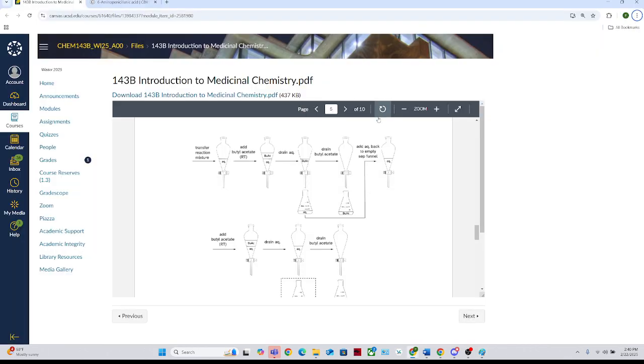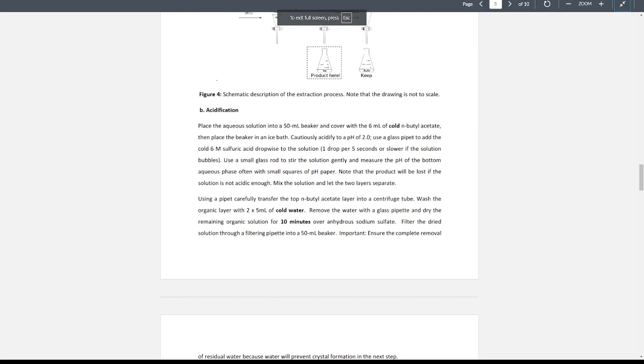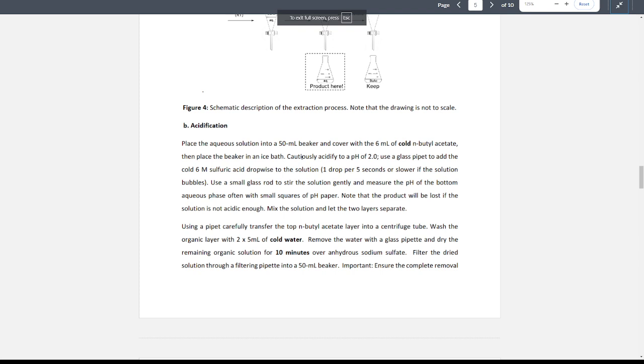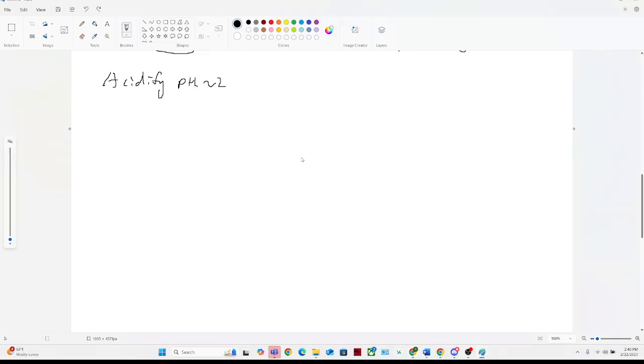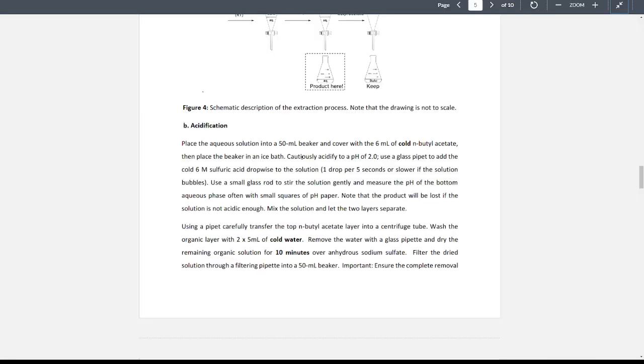What's more important here is that you have to recognize what type of acid you're using. You're using 6 molar sulfuric acid. 6 molar sulfuric acid contains 60% water, I think, which means you're going to have water in your solution. So hydrolysis is definitely possible, okay? That's why it says cautiously acidify to pH 2, but also because it's a safety concern. And the interesting component of this is that it's cold N-butyl acetate.